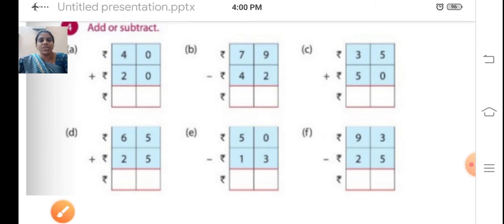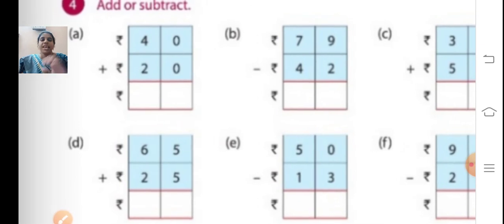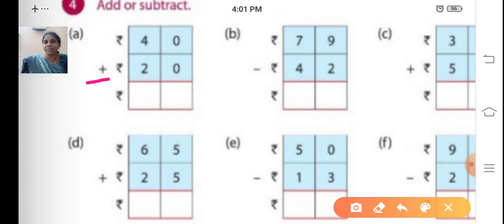So now let's do some sums. The remaining we'll do next class. Just see, A sum we'll do now. Add or subtract: just see what symbol has been given. A sum, it's an addition symbol, isn't it? So we are going to add 40 rupees. What does this symbol represent? Rupee. 40 rupees, 20 rupees. Shall we add these two now?